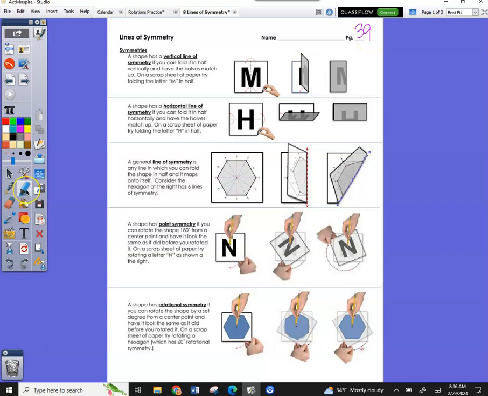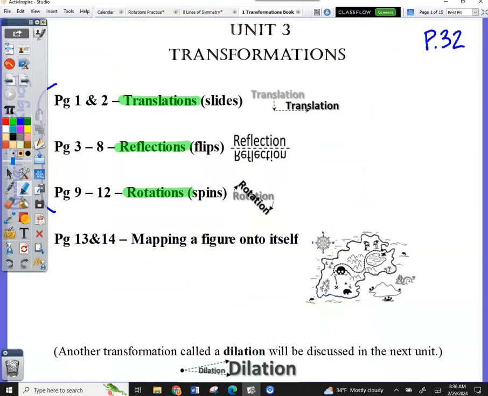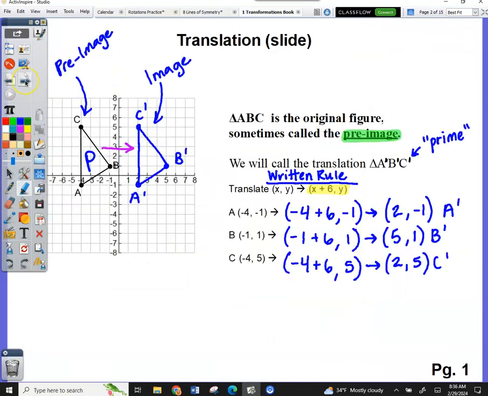We're looking at lines of symmetry. You've already been working with lines of symmetry when you were doing your transformations, when you did reflections. So looking at your booklet, you don't have to open it, look up here. There's no line of symmetry in a translation because the shape is just shifting over, right?